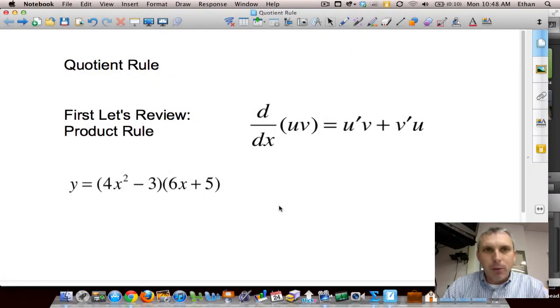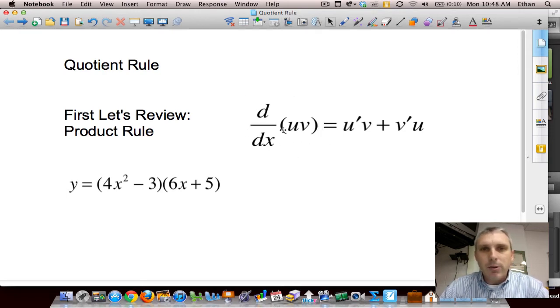Alright, so now we're coming back for more rules. More shortcuts, that is. We're going to talk quotient rule today. That's this guy right here. But before I talk quotient rule, I would like to just take a second to review product rule and maybe take a look at the notation as well.